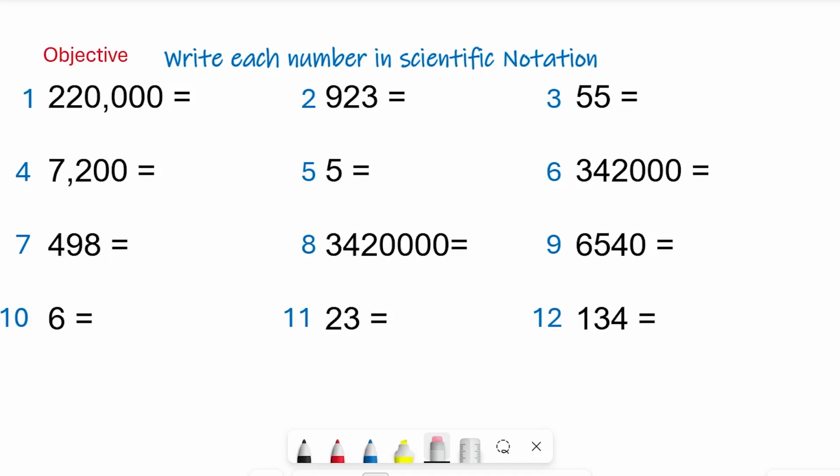We are going to write all these numbers in scientific notation. So to write it in scientific notation, we have to understand where the decimal point is located because you're not going to see them. Like in this case, you don't see the decimal point. That means that the decimal point is always at the end.